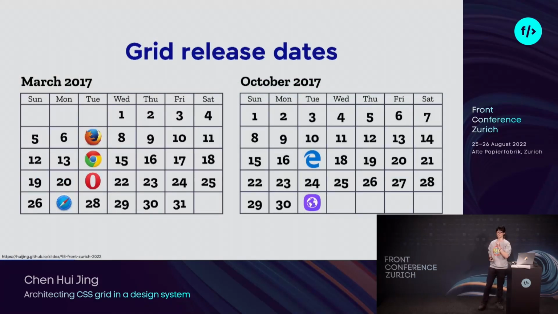So Grid was rolled out in a very coordinated manner in 2017. All major browsers shipped it in the month of March. And even by October, Edge and Samsung Internet supported Grid. It's very different from Flexbox.